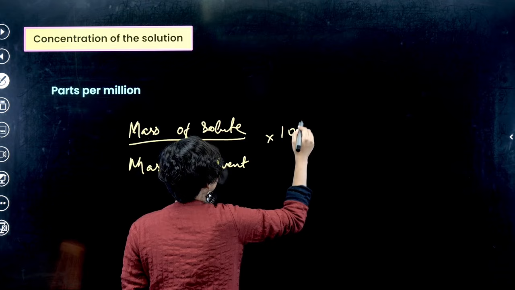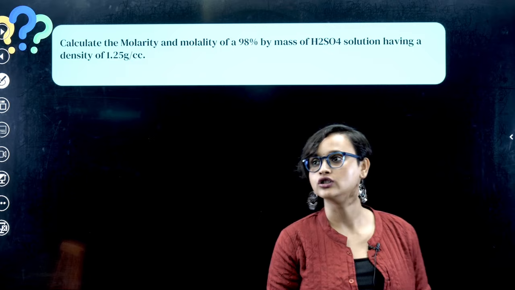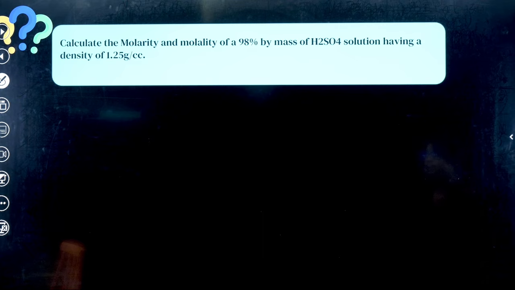Now let's do a question. Calculate the molarity and molality of a 98% by mass H2SO4 solution having a density of 1.25 gram per cc. Gram per cc is basically nothing but density. So don't think that you don't know this. You definitely do.